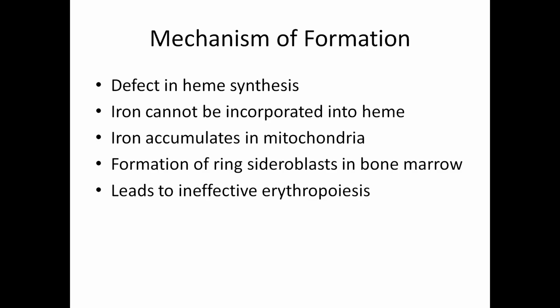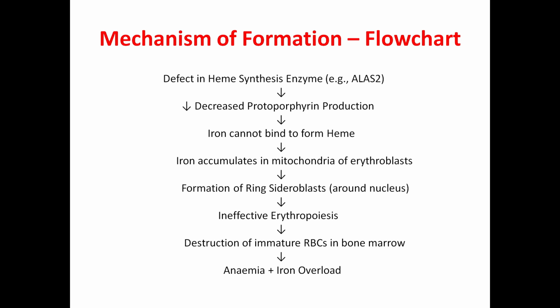Here is the mechanism of ring sideroblast formation: defect in heme synthesis, the aminolevulinic acid synthase 2 enzyme decreases protoporphyrin production. If protoporphyrin production decreases, iron cannot bind to form heme. Iron gets accumulated in the mitochondria of the erythroblast, forming ring sideroblasts around the nucleus, causing ineffective erythropoiesis, and that may lead to destruction of immature RBC in the bone marrow. The iron overload happens in the RBC but not in the heme, and the anemic condition happens.